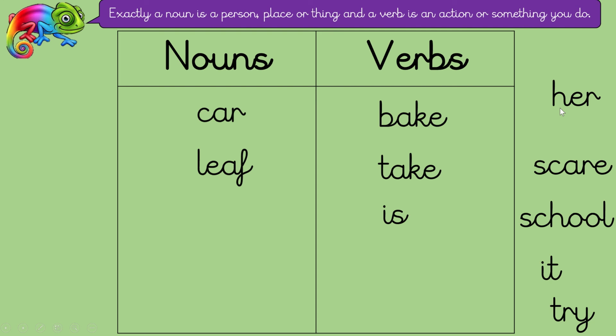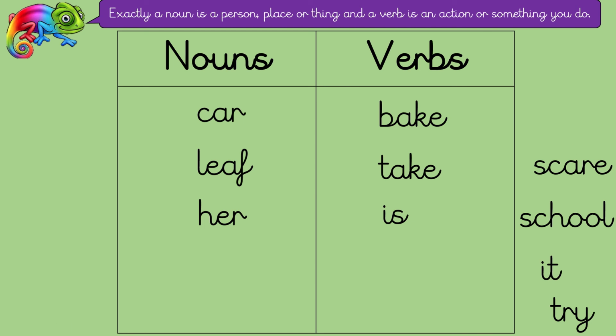What word's this? Brilliant. It's the word "her". Now, what do you think about this one? This one's tricky too. Is this one a noun or is it a verb? Is "her" someone or is it something that you do? Well done if you said noun, because "her" is a person, isn't it? Let's have a look at the next one.